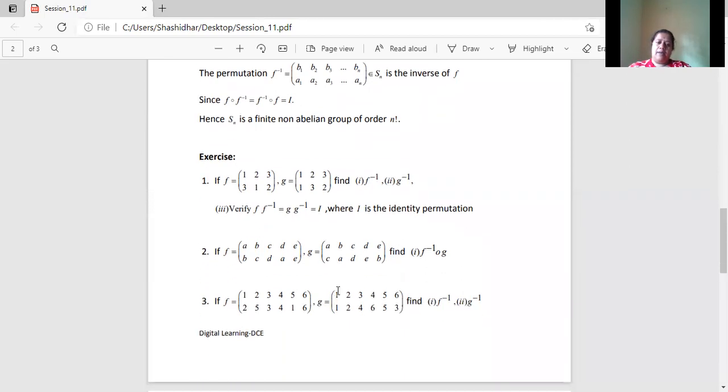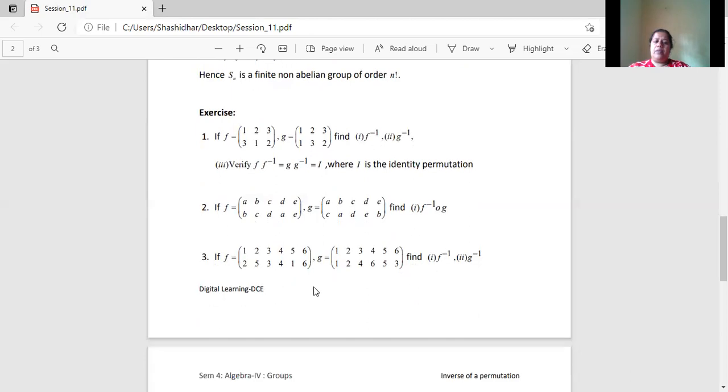Similarly, in the second example here, two permutations F and G are given. Then you have to find F inverse composition G. So first, you find the inverse of the permutation F, which you will get by interchanging the rows of this F. Then take the composition of that inverse function F with the elements of the permutation G. That is what you will get as F inverse composition G. Similarly, in the third example, again they have given two permutations F and G. You have to find F inverse as well as G inverse.